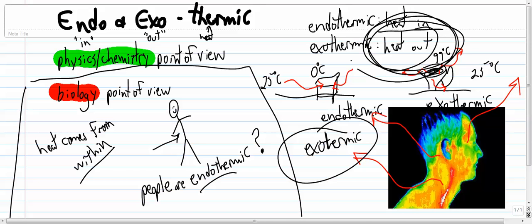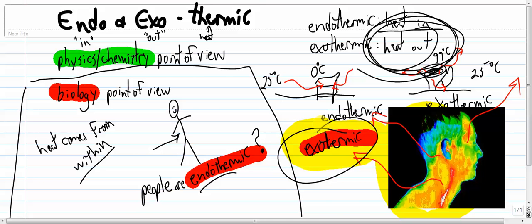Heat is leaving us. So in this class, and I hope I'm not teaching you a mistake, if I am, I apologize, but in this class, if I ask you whether we humans are endothermic or exothermic, our answer is going to be exothermic because we humans are giving off heat to our environment.